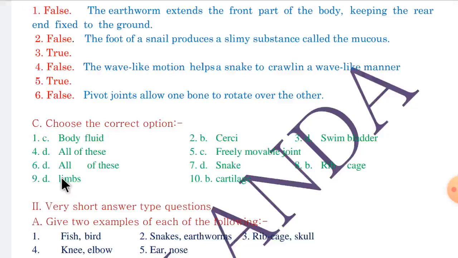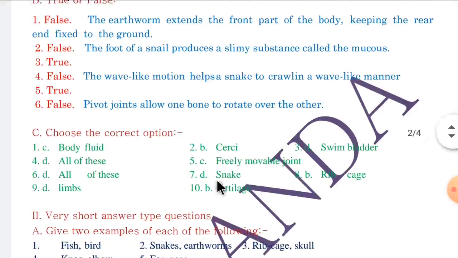Which of the following has a movable joint? That is D, limbs. Which of these protects the heart and lungs? Limbs. Let's see the 10th one: the ends of bones are covered with dash. That is cartilage. So these are the MCQs. You can tick the options or underline them.